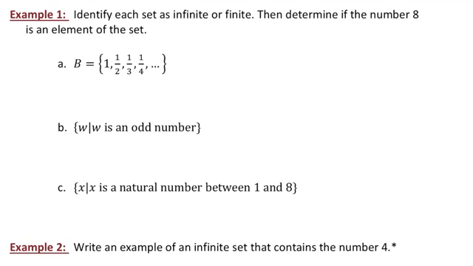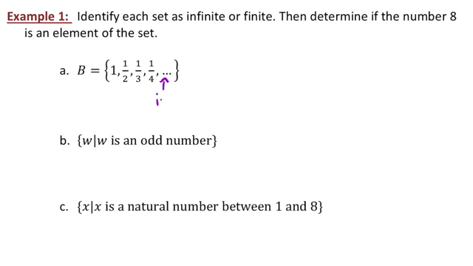So let's look at some sets. First, we're going to decide if each is infinite or finite. So if I look at set B, it's an infinite set. It continues on forever and ever. It's increasing your denominator by 1, so it contained 1/5, 1/6, 1/7, and so on and so forth without ever ending. Now, if I wanted to determine whether or not 8's an element of my set, well, it doesn't follow my pattern. I'd have 1/8, but not 8 itself. So 8 is not an element of set B.